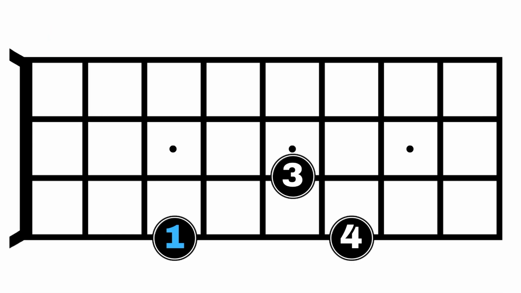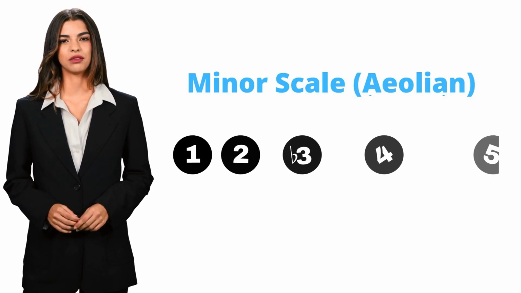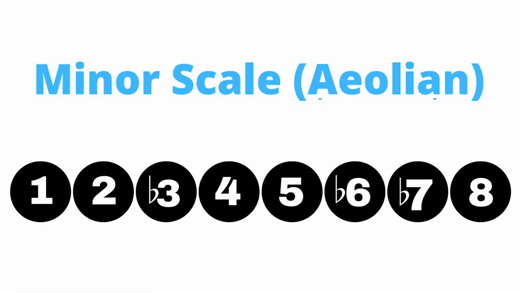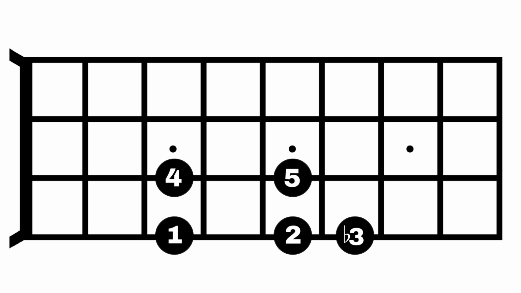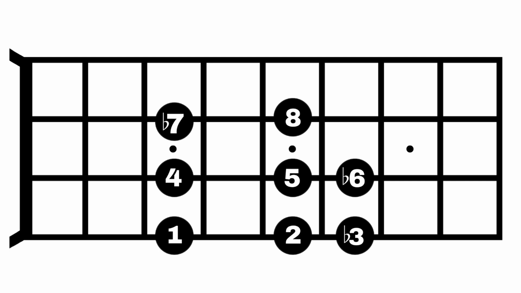In the minor arpeggio. Now let's focus on the minor scale intervals. The minor scale is formed by the tonic, a first, a major second, a minor third, a perfect fourth, a perfect fifth, a minor sixth, and a minor seventh, one tone away from the octave. Let's play the Aeolian mode one more time.